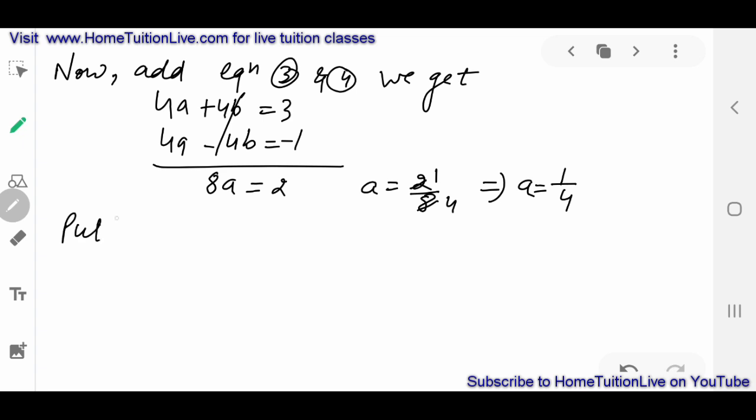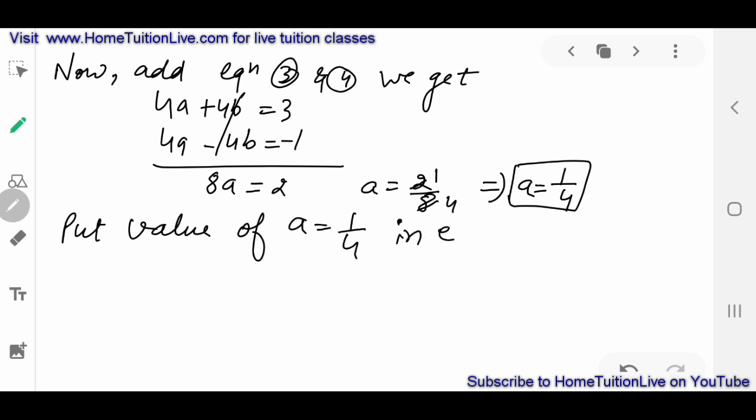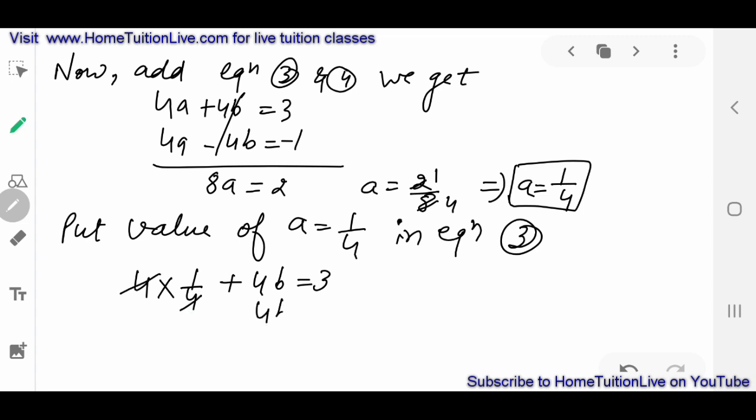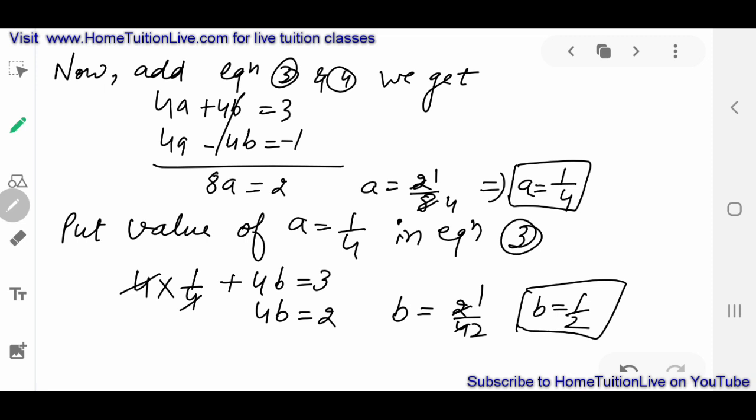Put this value, put value of a is equal to 1 by 4 in equation 3. 4 into 1 by 4 plus 4b equals to 3. That is 4b is equal to 2, b is equal to 2 by 4. That is b is equal to 1 by 2. So this is the value of b.